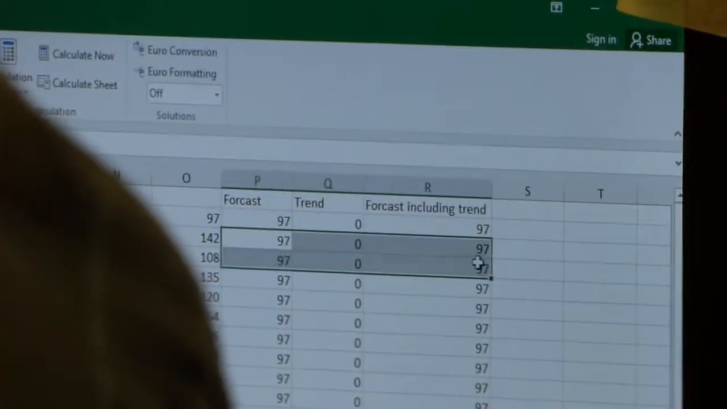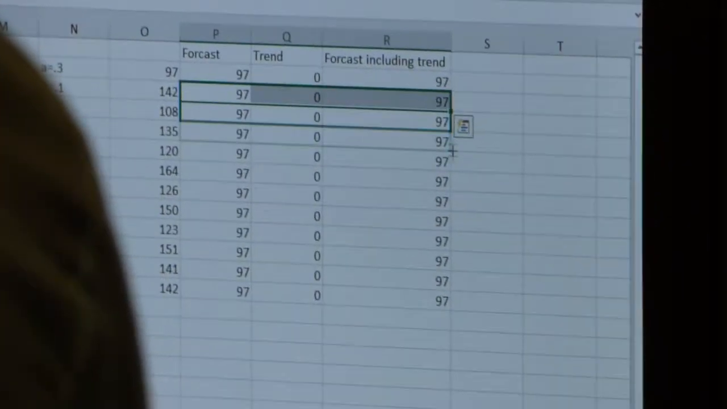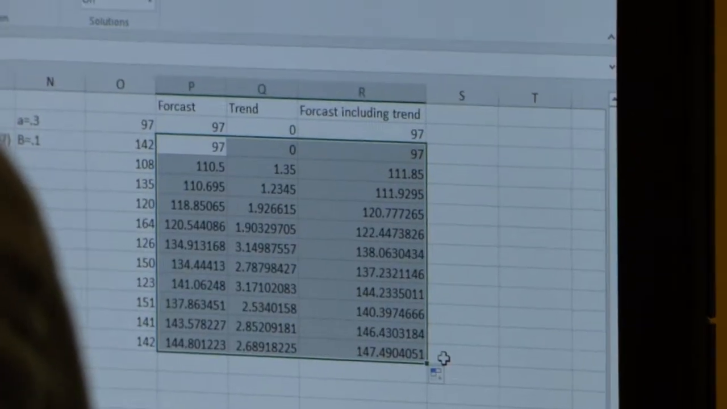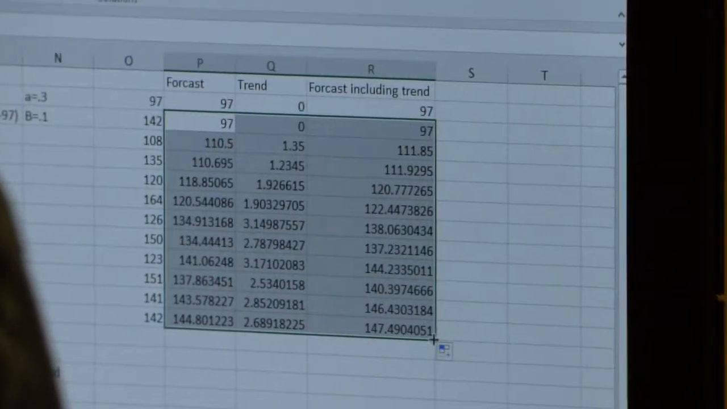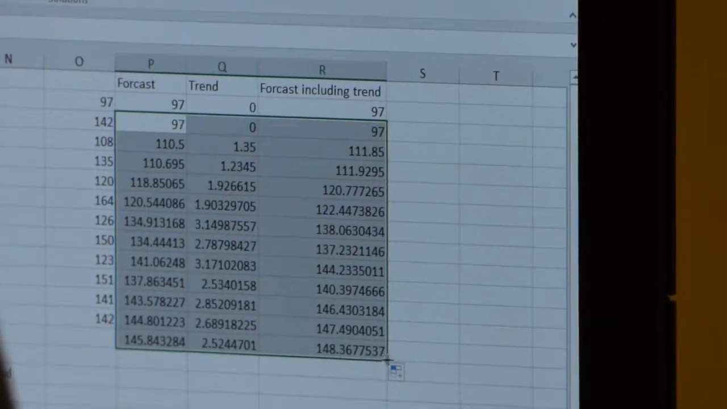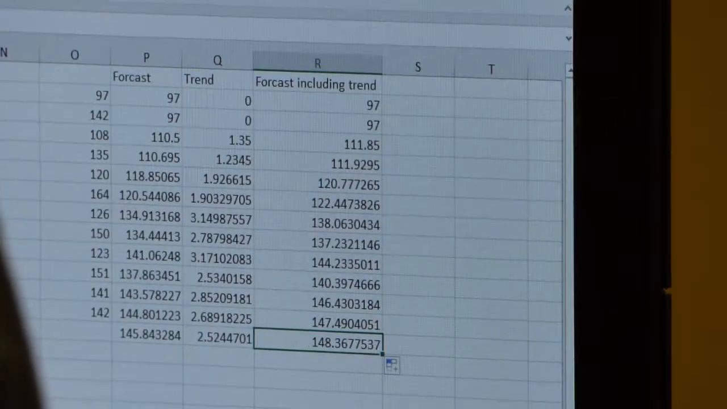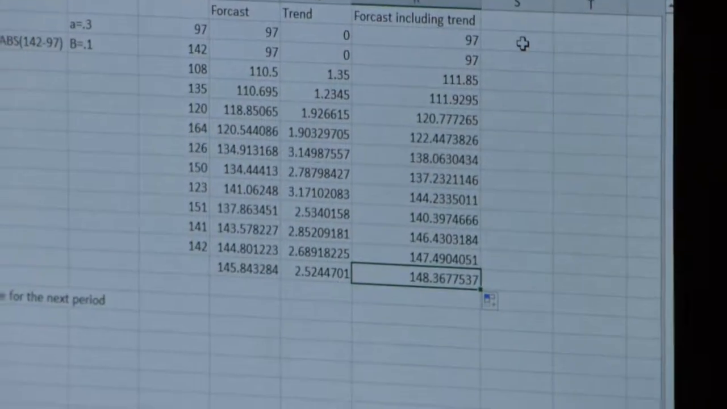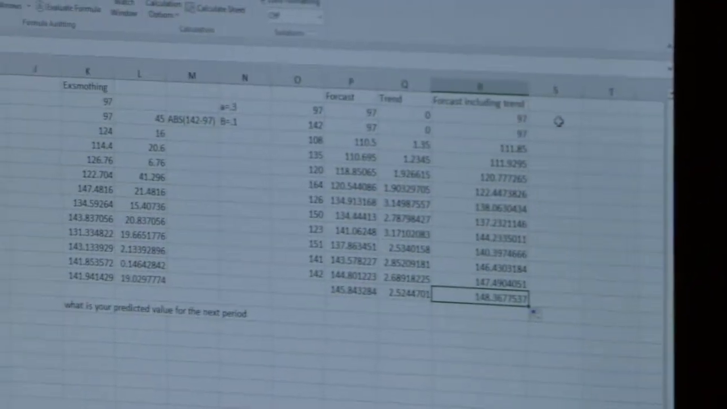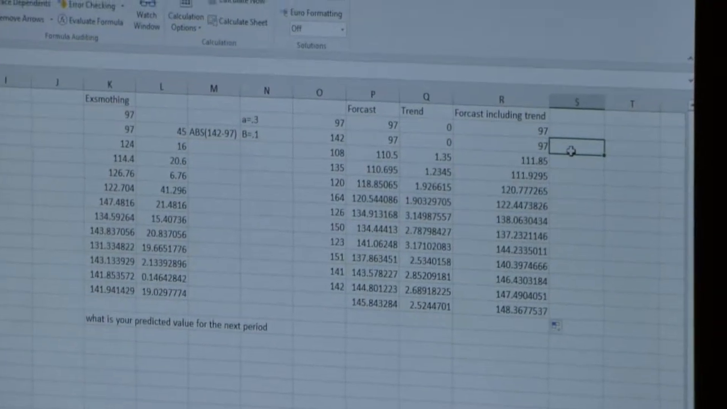Let's just see if we have anything more to add. Yep, we have that. Extend it. And then we have that. Why is the last one wrong? This is just my math. And then you just do the math. So the 148.36. This is equal.